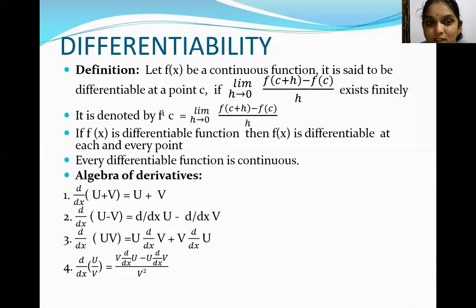Hello students. Today we shall start differentiability. In the last year you have studied the derivatives and the first principle. Let us see what the definition of differentiability is.